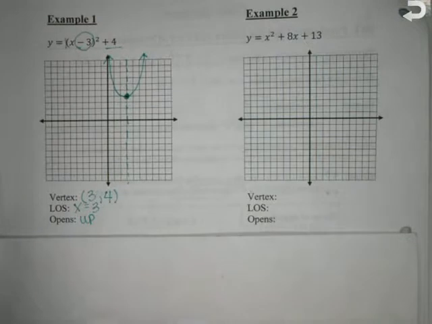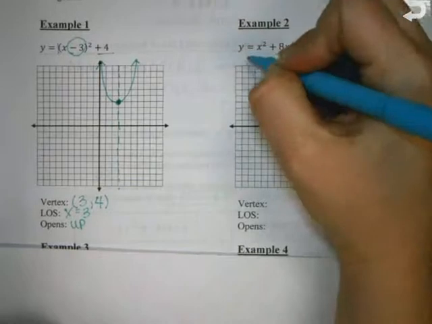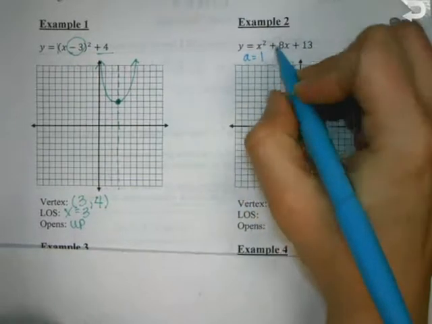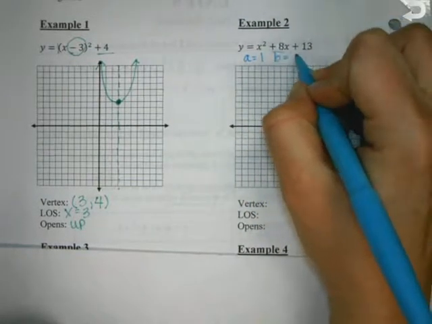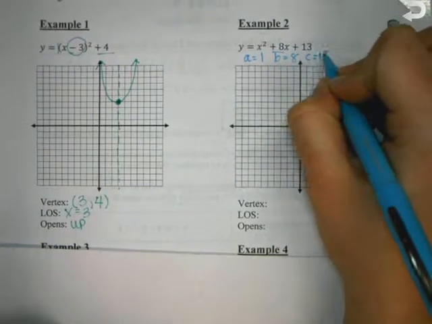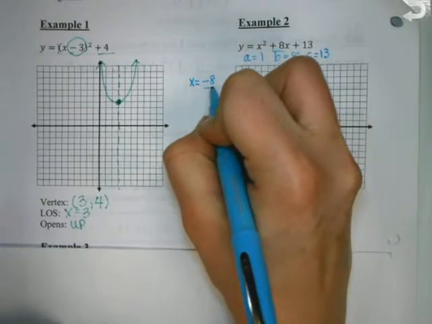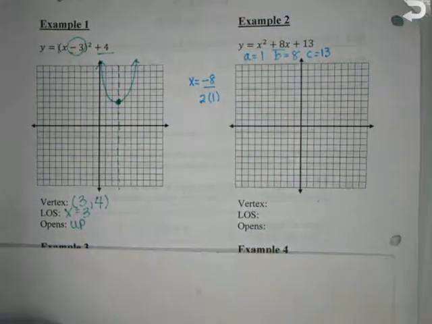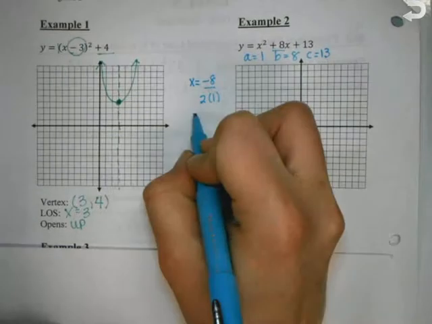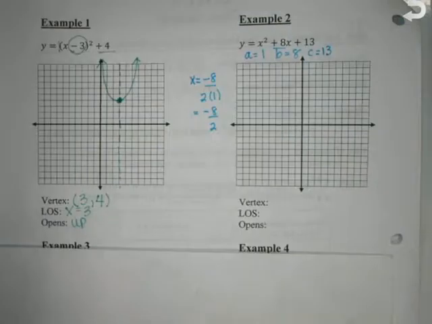Okay, let's look at example 2. Example 2, is this one in vertex or standard form? This one's in standard, so we actually have to do a little bit of work. How do I find the x-coordinate of the vertex? So A is what? 1. B is 8. And C is 13. So let's find the x-coordinate. That is x equals negative b over 2a, so negative 8 over 2. So x equals negative 8 over 2. So x equals negative 4.